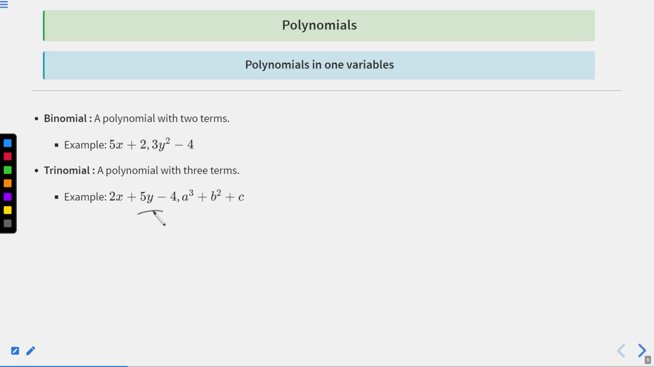And then a cube plus b cube plus c. Here we have three terms. First term is a cube, second term is b square, and third term is c. So this is also an example of trinomial.